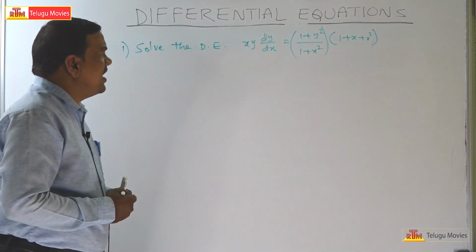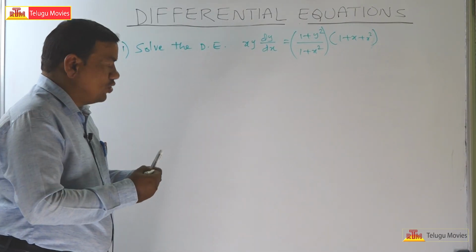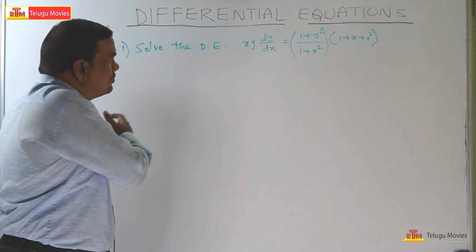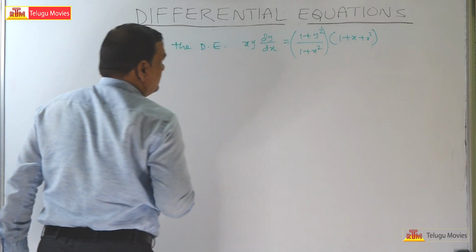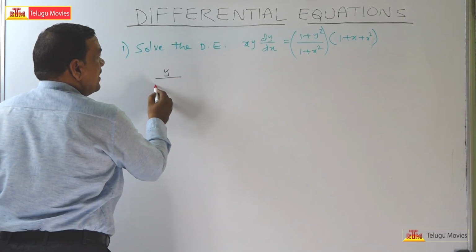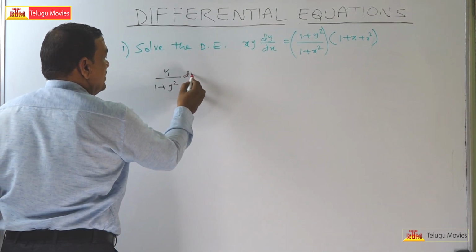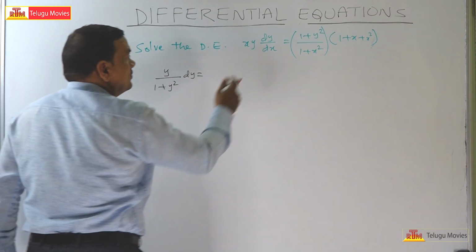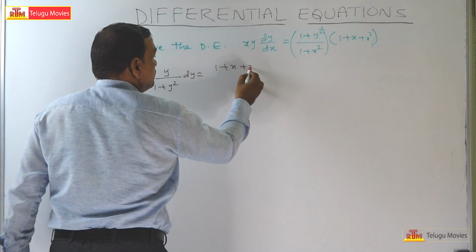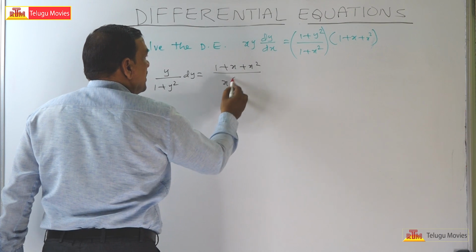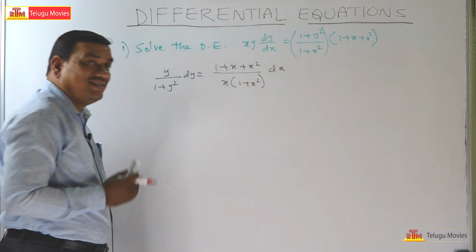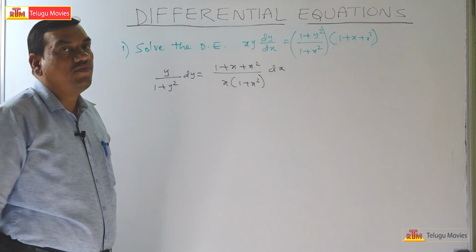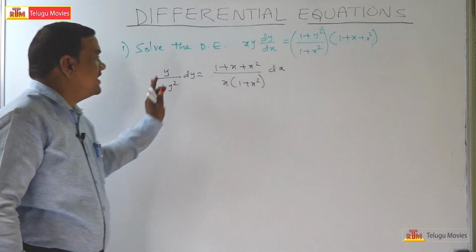Using the variables separable method, take all y terms to one side and all x terms to one side. Here I will take 1 plus y square this side. So y by 1 plus y square dy is equal to (1 plus x square) upon x into (1 plus x square) into dx. This is called separating the variables. Here all y on one side, all x on the other side.